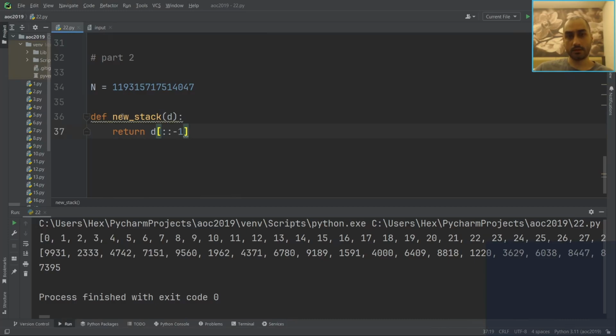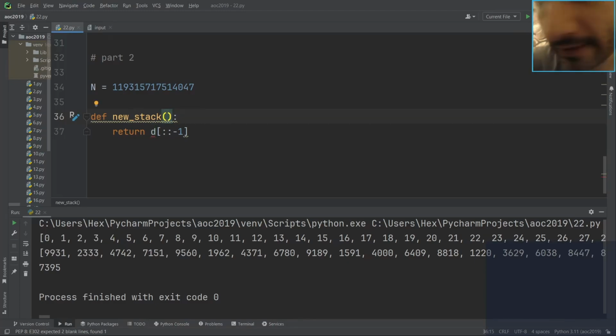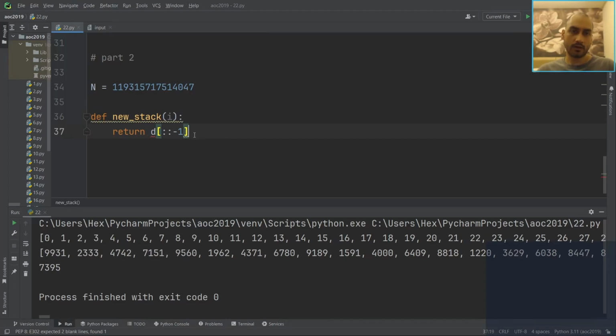So let's say new stack. Okay, we no longer are configuring a deck around. We just want to know where a given index I, whatever card is at I, will end up after performing a new stack operation. Okay, this one should be easy, right? It's just return n minus I minus 1.